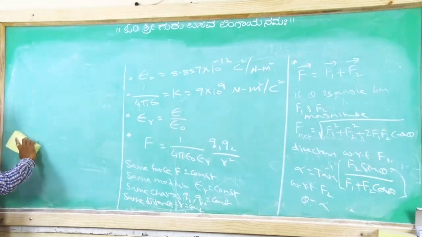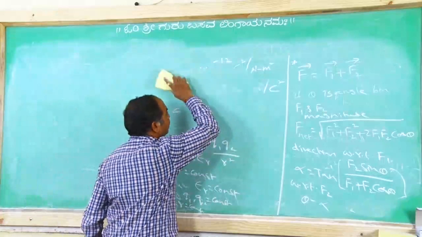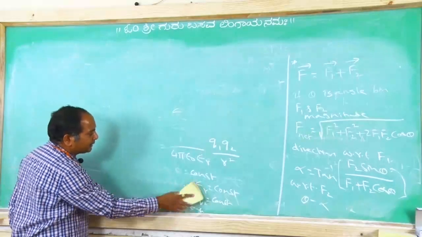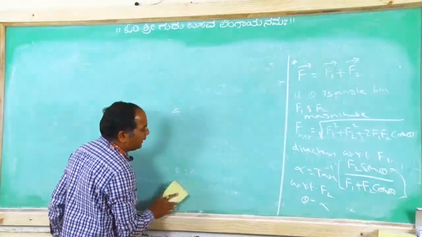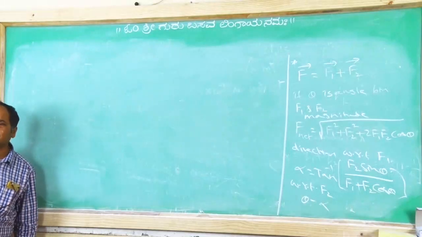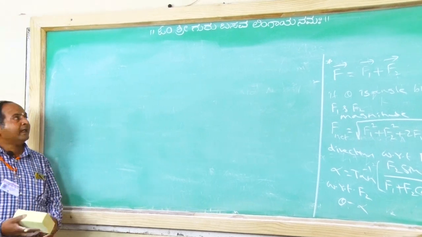Here the limitations of Coulomb's law are also very important. What are the limitations of Coulomb's law? The first one: the charges should be point charges and stationary charges. That means if the charge comes into motion, then Coulomb's law is not applicable.